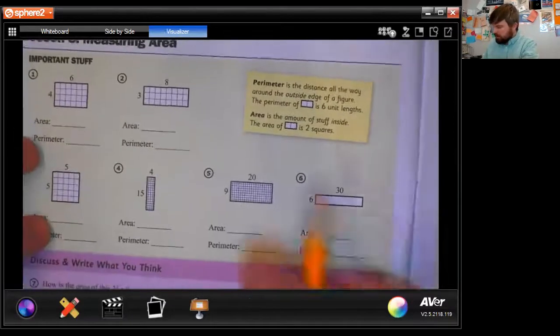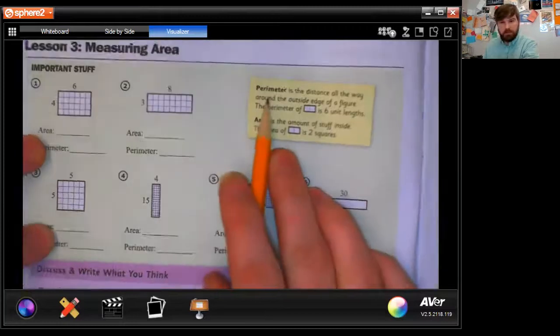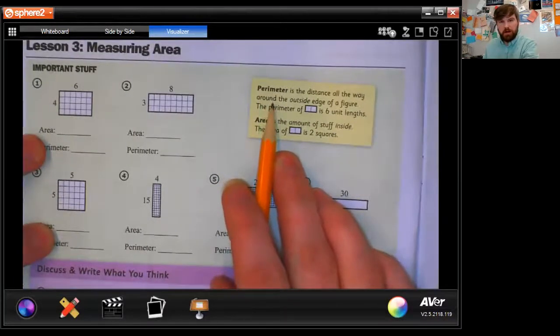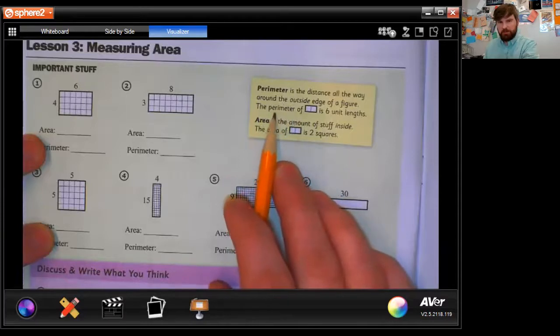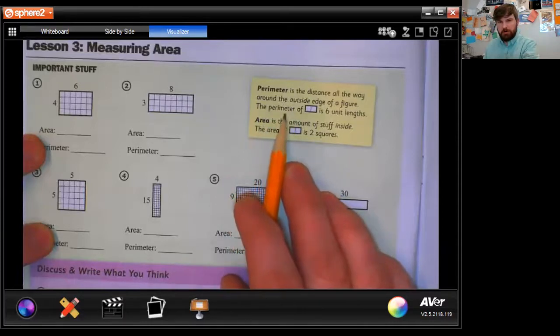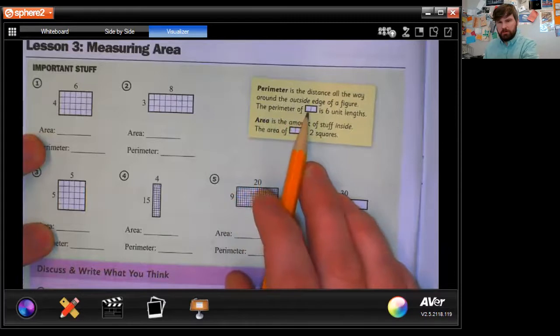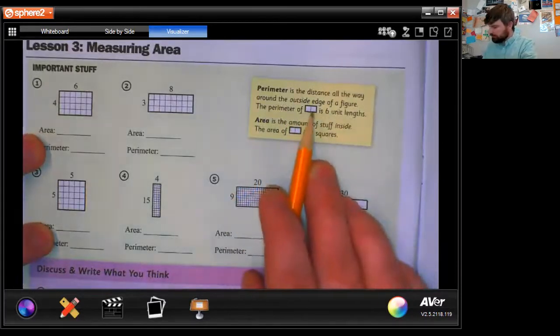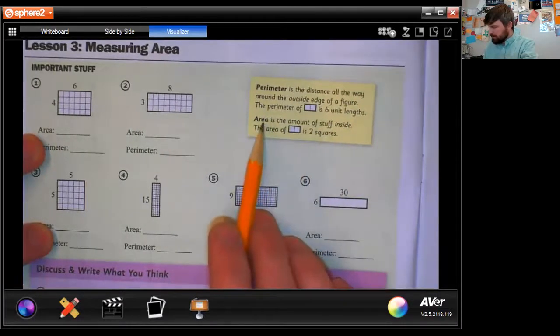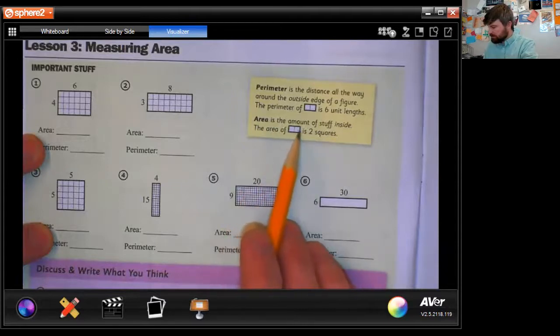Okay, so let's start here in the yellow box. Perimeter is the distance all the way around the outside edge of a figure, and the perimeter of this is 6 units in length. Area is the amount of stuff inside. The area of this is 2.